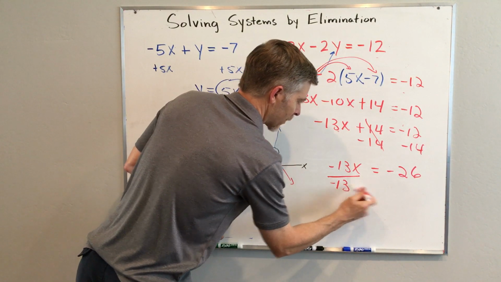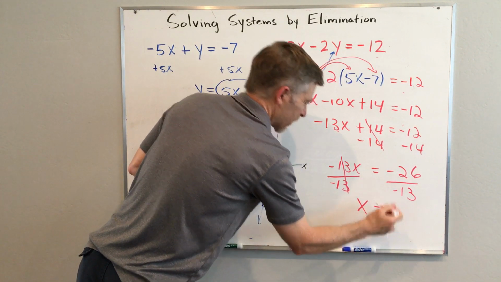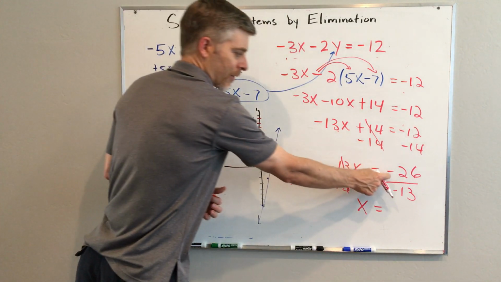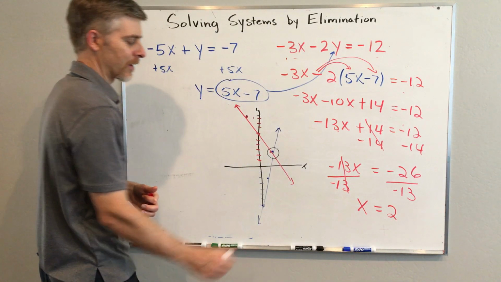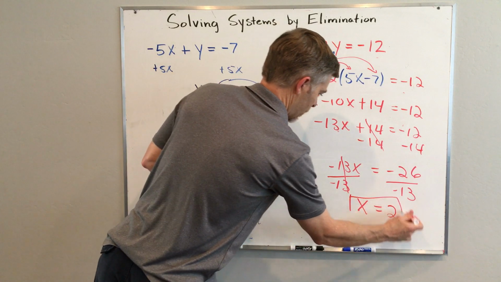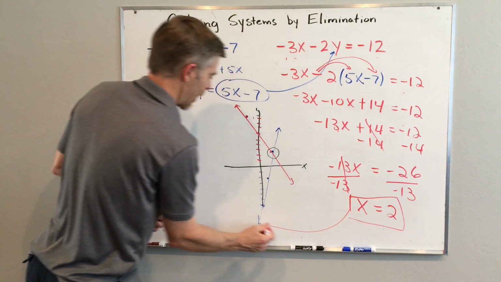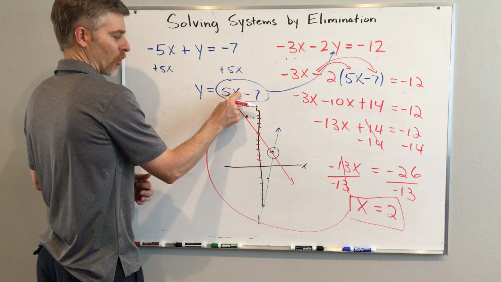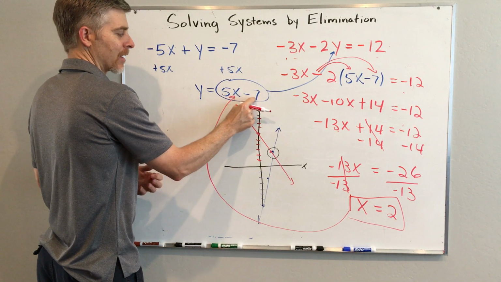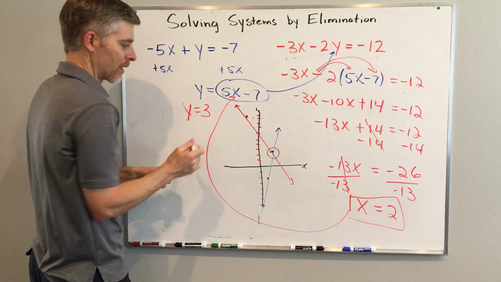Divide by negative 13. X equals a negative divided by a negative is a positive. So x equals 2. And then I can take that and plug it back in here. 5 times 2 is 10. 10 minus 7 is 3. So I get y equals 3.